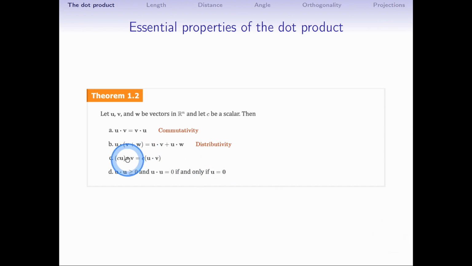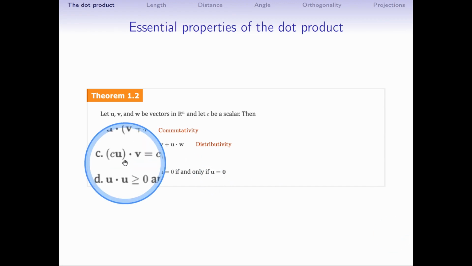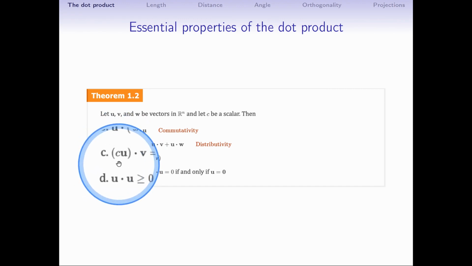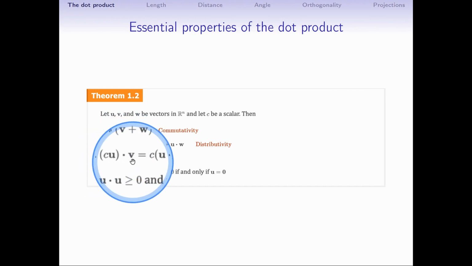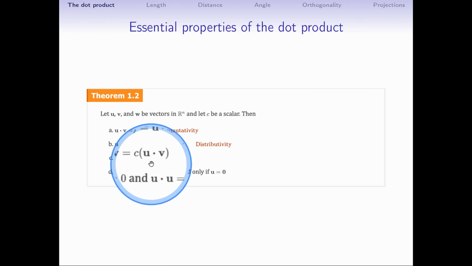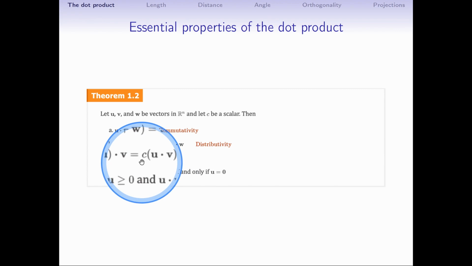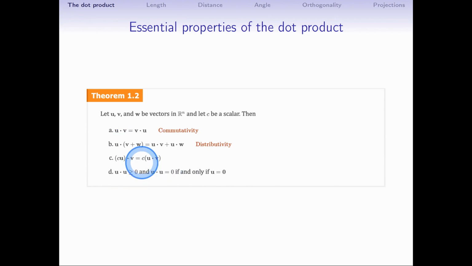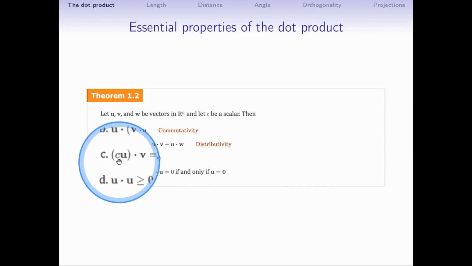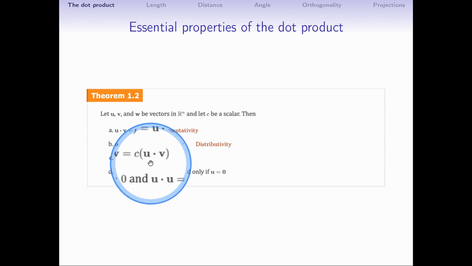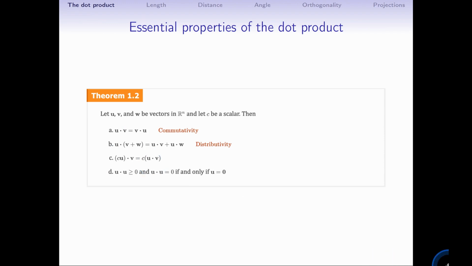Now, property C is a kind of associative law. Let's take a look at this. On this left-hand side, we've got a vector C times U being dotted with a vector V. And on the right-hand side, what do we see? We see the dot product of U and V first, and then the multiplication by the factor or the scalar C. And so essentially what we're allowed to do is pick up the parentheses and reassociate them, and we'll get the same thing no matter what. So either we scale first and then take the dot product, or we take the dot product first and scale second.